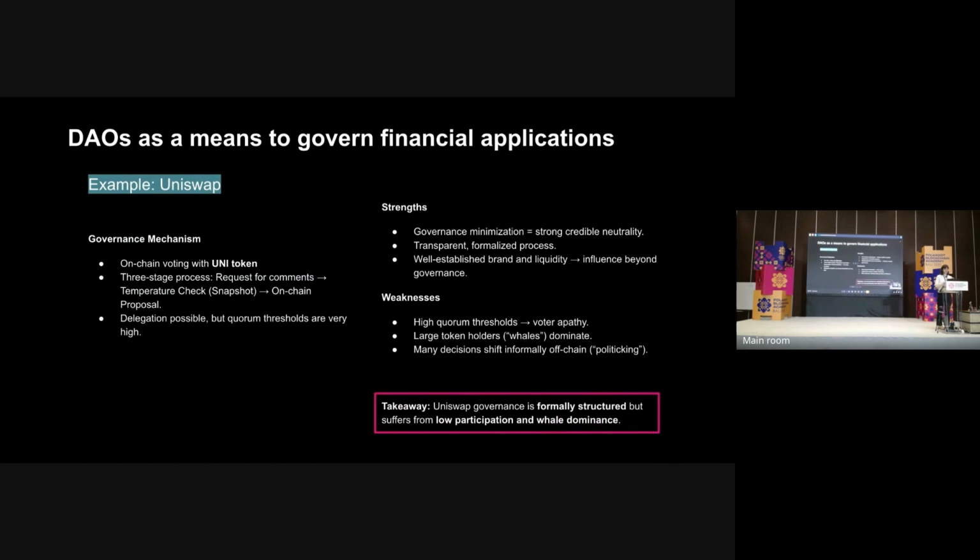Then DAOs as a means to govern financial applications: Uniswap. So Uniswap's approach to voting is a bit different. They have a 3-step governance process. First, there's a request for comments. They will initiate an idea, someone will post it in a forum, there will be community calls, people will discuss first and gather information, informal feedback that signals interest.